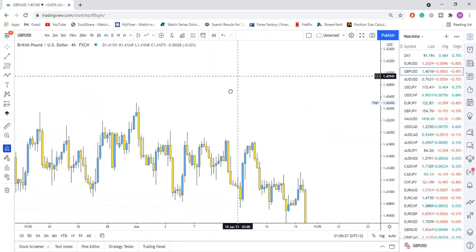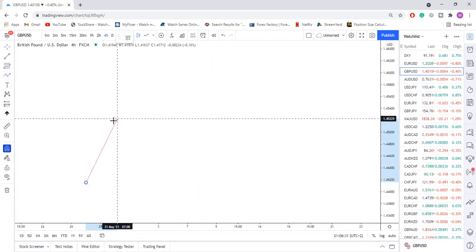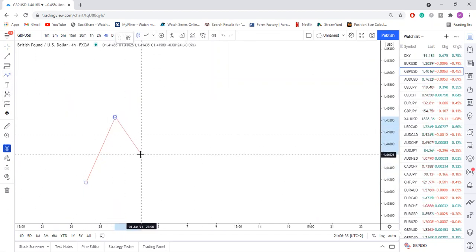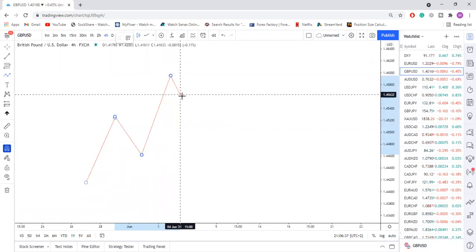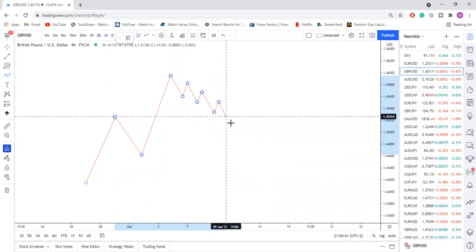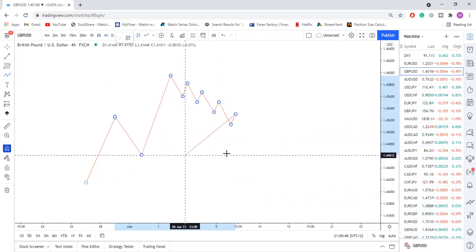What I did want to mention too is that in a complex pullback, when a complex pullback is formed, you have this is your market structure. So now you have the complex pullback, guys. You have this right here. And as long as we are above this, we are good.